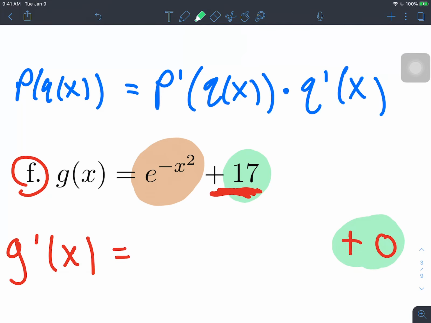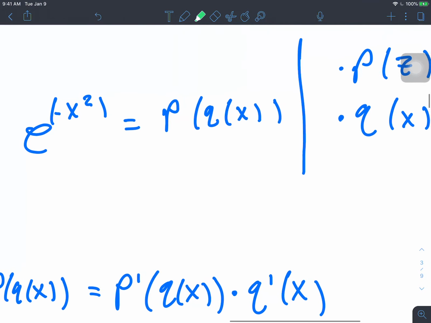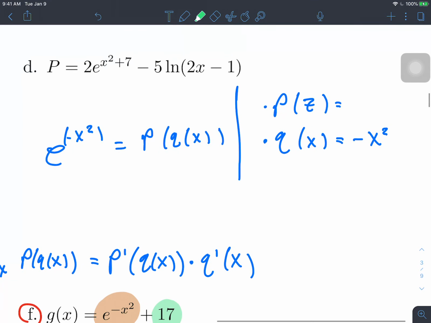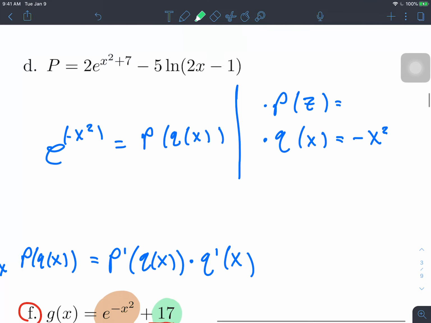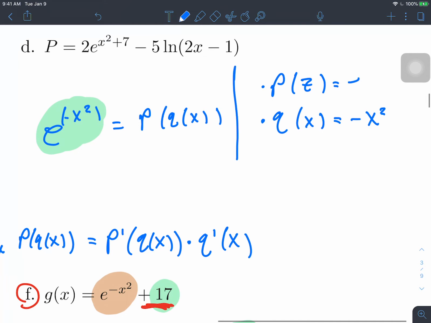And now all I'm trying to do is just the derivative of e to the minus x squared. So when I wrote e to the minus x squared equals p of q of x, I left out the 17 just because it's going to make it a little bit easier for us to write a little bit less. So I'm really glad that you brought that up. So if our p of q of x is just equal to e to the minus x squared, and q of x is minus x squared, what's p of z? E to the power of z. Yep, just e to the power z. We don't need the 17.